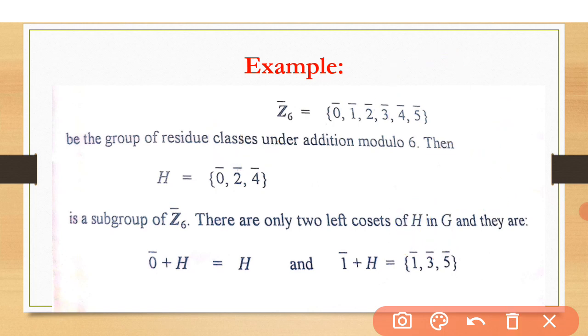So this 3 gives us this coset. Similarly, this 4 gives us this coset. This 5 will give us this coset. So Z6 has only 2 cosets, because Z6 is commutative or abelian, so left cosets and right cosets will be the same.